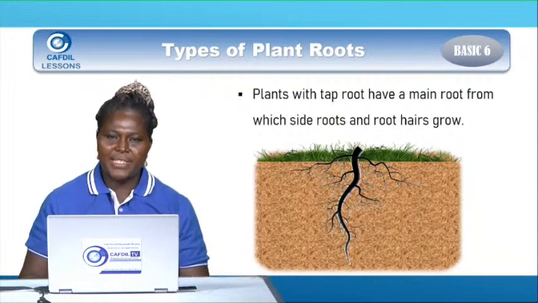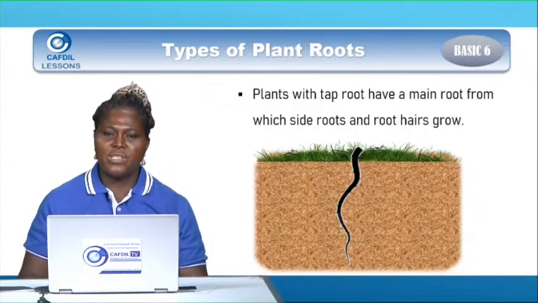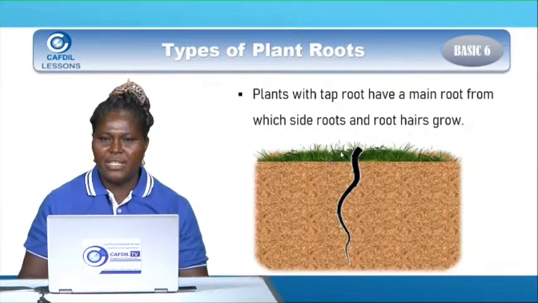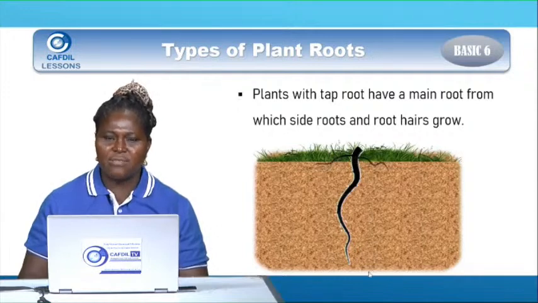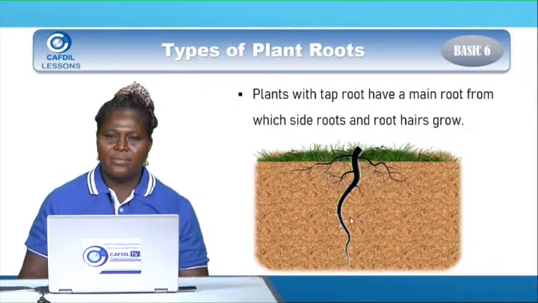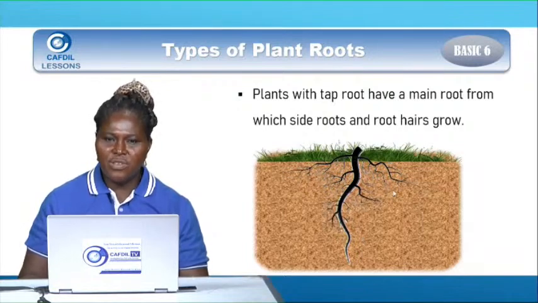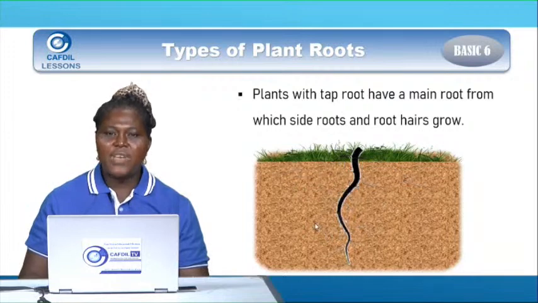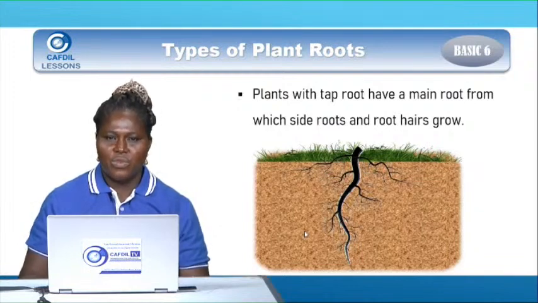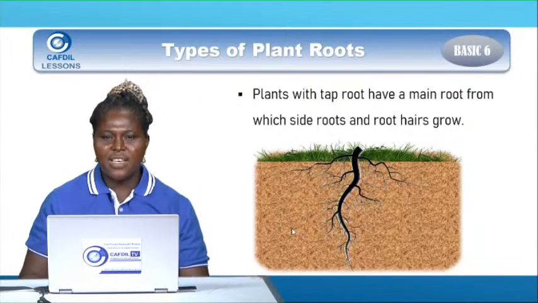What do we mean by tap roots? Plants with tap roots have a main root, as we can see on our screen. So this is the main root in the soil. And we have side roots, and then root hairs. So plants with tap roots have a main root from which side roots and root hairs grow. Good.